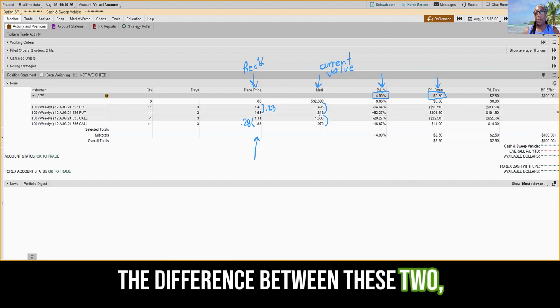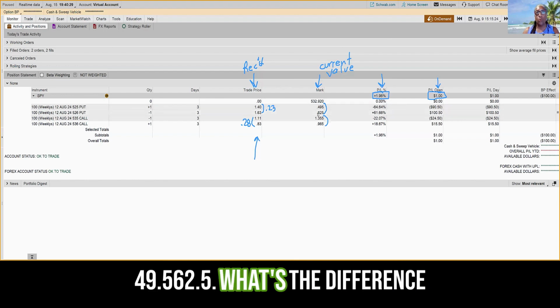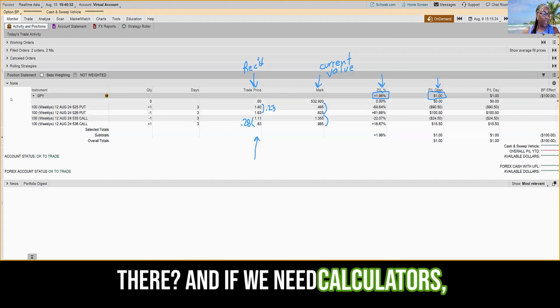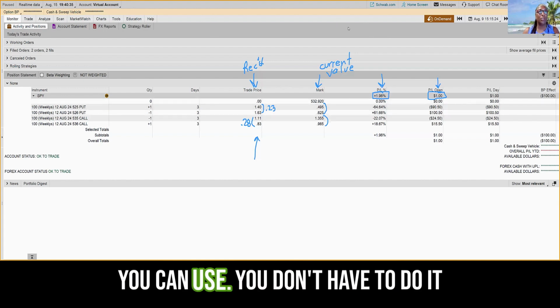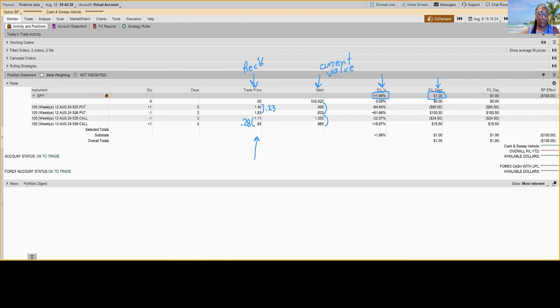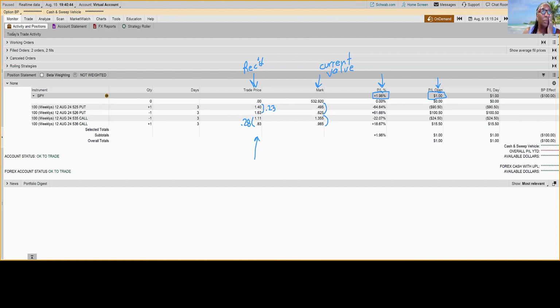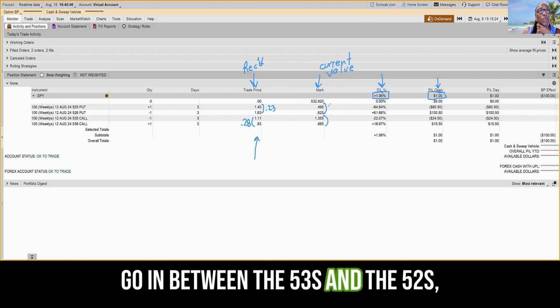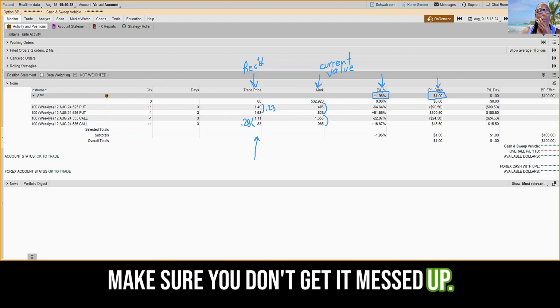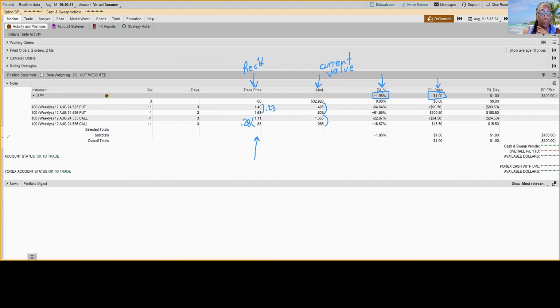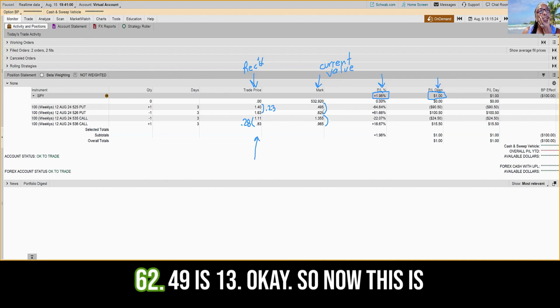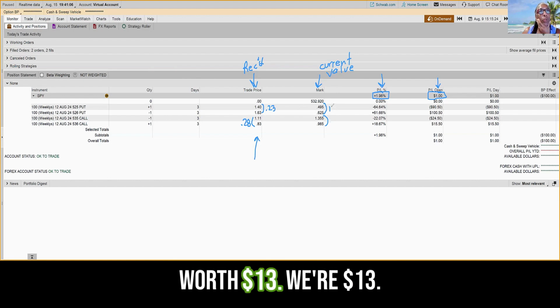The difference between these two, 49.5, 62.5. What's the difference there? And if we need calculators, use them. There's calculators you can use. You don't have to do it in your head like I do. Sometimes I pull out my calculator, especially when I'm doing the odd numbers. We're going between the 53s and the 52s. Make sure you don't get it messed up. Okay, so the difference between these two numbers, 62 minus 49 is 13. So now this is worth $13.